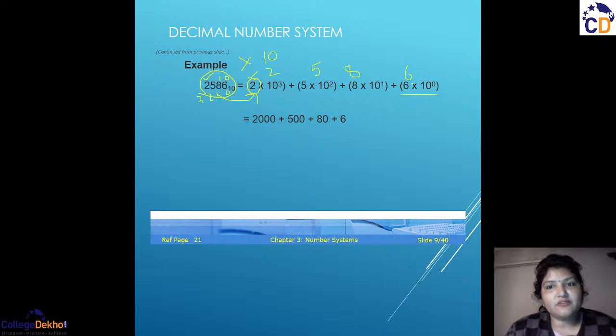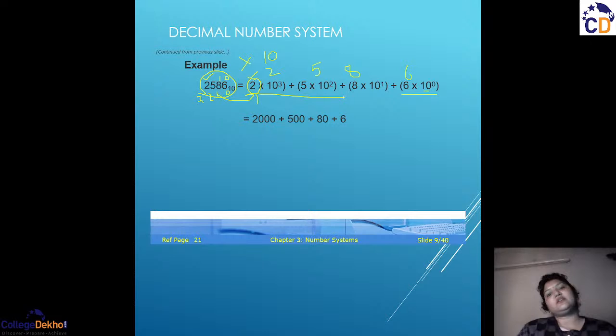For 6, what is the formula for calculating it? 6 into the base, and in decimal we use 10, so 10 to the power of the position, that is 0. Then plus the second digit at the first position, 10 raised to the power 1. Then plus 5 into 10 raised to the power 2. Then plus 2 into 10 raised to the power 3. So this is how it is calculated.